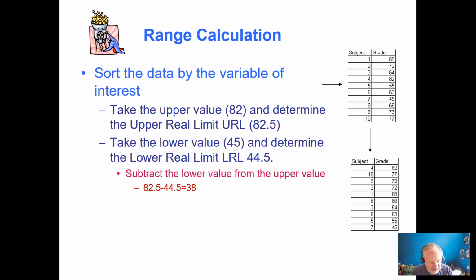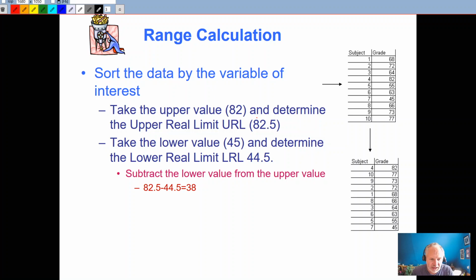So as we can see here, this data set, you can see right up here. I have the data sorted by subject, and what I want to do is sort by grade, from the highest grade to the lowest grade. Once I do my sort, I can see that the highest grade is 82 and the lowest grade is 45.